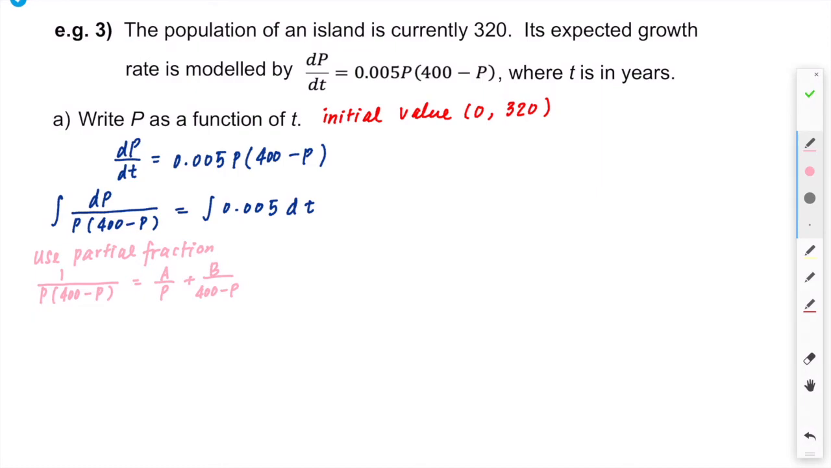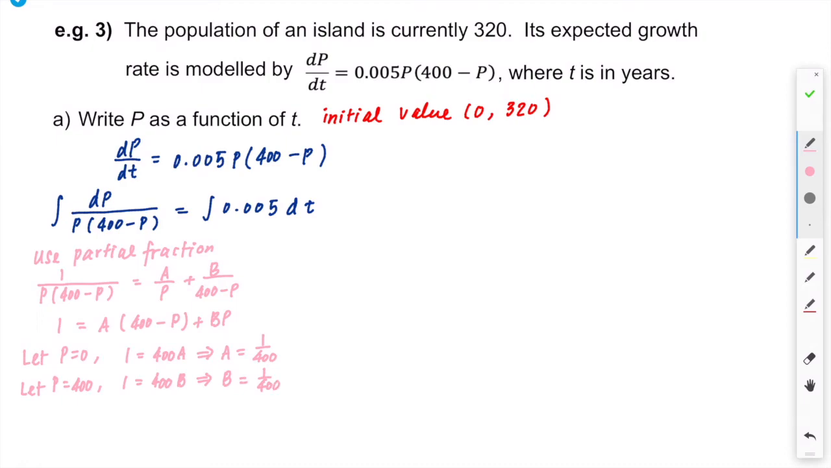This implies that A times 400 minus P plus BP must equal 1. If I let P be 0, then I have 400A equal to 1, so A is equal to 1 over 400. And then if I let P be 400, so I can zero that A term, I have 1 equals 400B, which gives B equal to 1 over 400 as well.